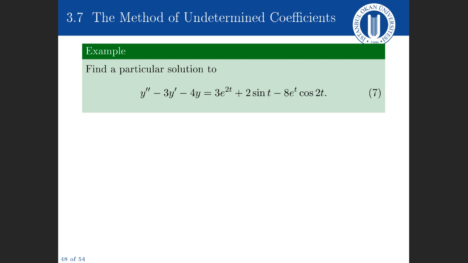We could use this theorem to solve this problem. Find a particular solution to y double prime minus 3y prime minus 4y is equal to 3e to the power 2t plus 2 sine t minus 8e to the power t cos 2t.